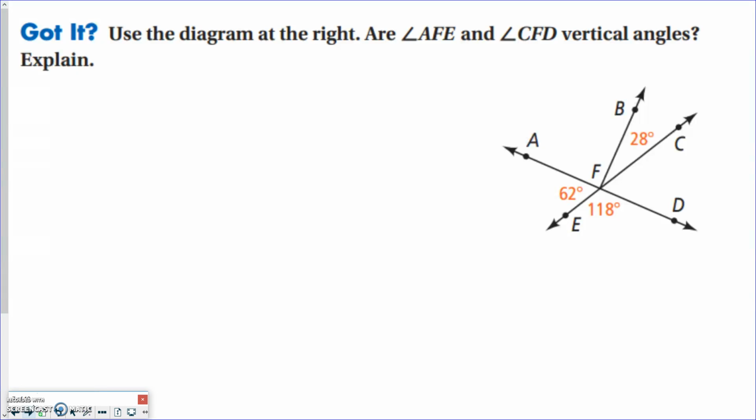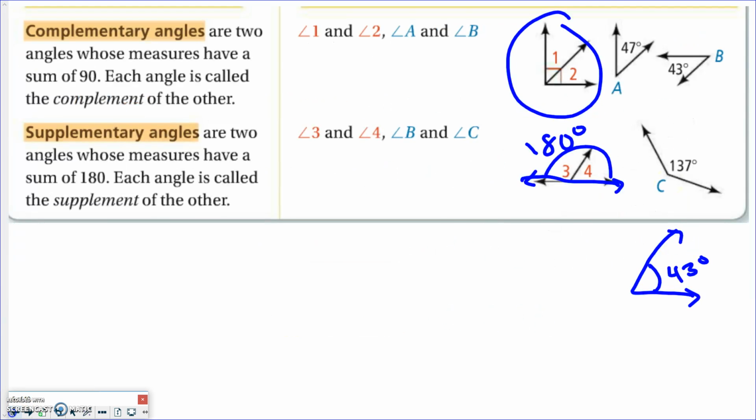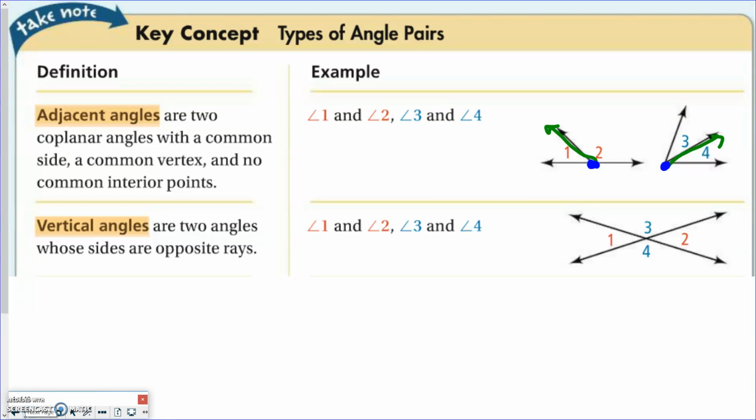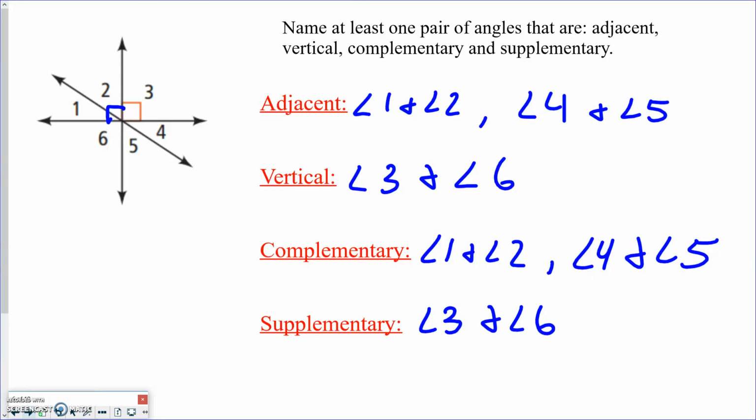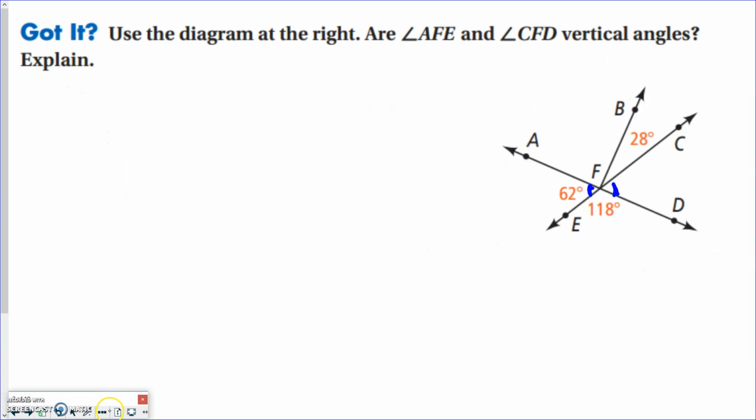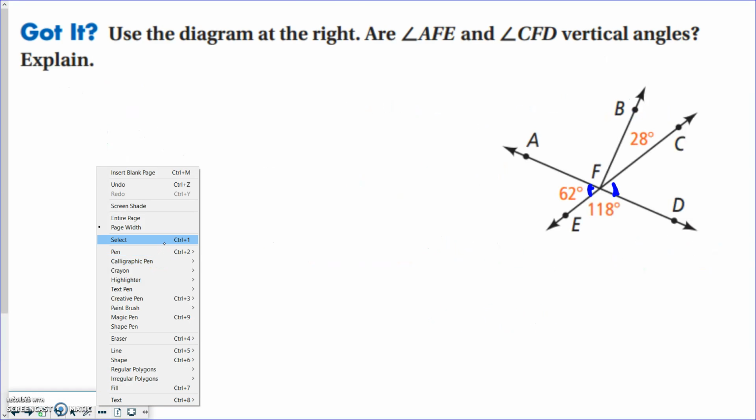Okay, use the diagram to the right. Are angle AFE and angle CFD vertical? So AFE is this angle, and angle CFD, which is this angle. Are they vertical? So let's go back to vertical. Vertical angles are two angles whose sides are opposite rays. So let's find out if we have opposite rays. So let's see, here's my vertex.